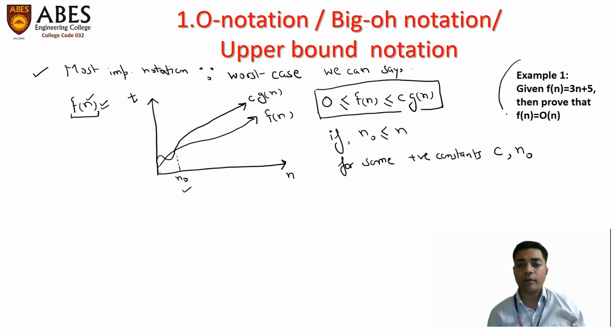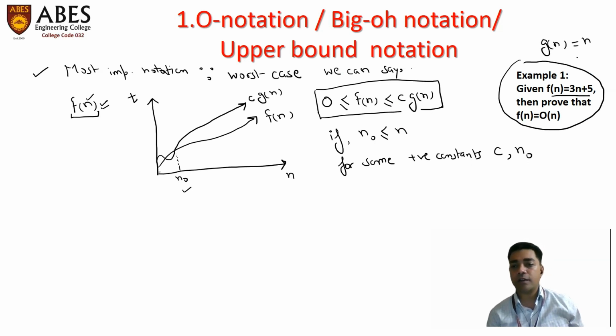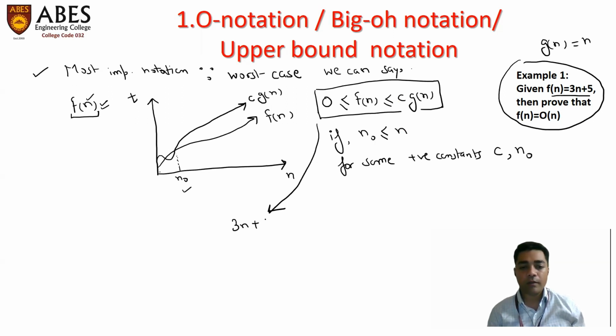Now here I have taken one example. Here fn is 3n plus 5 and gn here is n. It is not written here, but gn is n here. So if we apply these things in this equation we have formulated, fn we have 3n plus 5 is less than equal to cgn. Gn is n. So is it true? We have to check if this less than equal to equation is true.